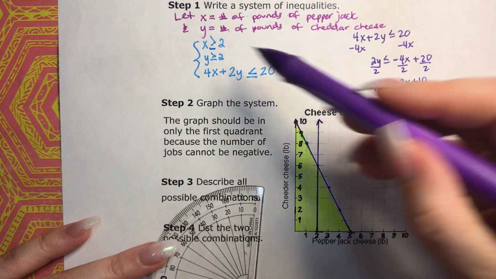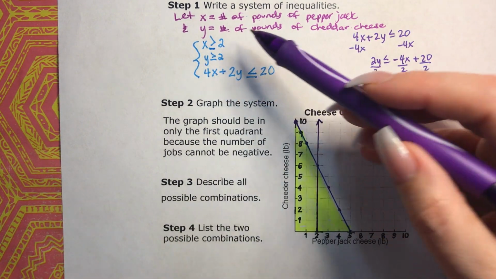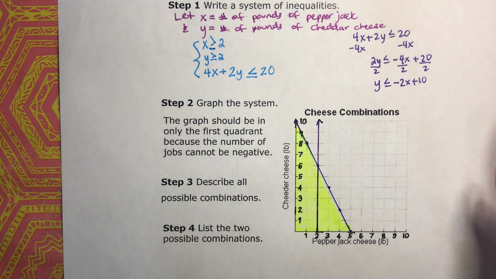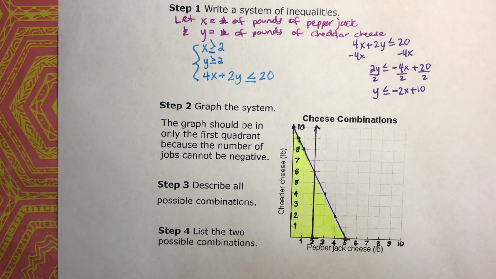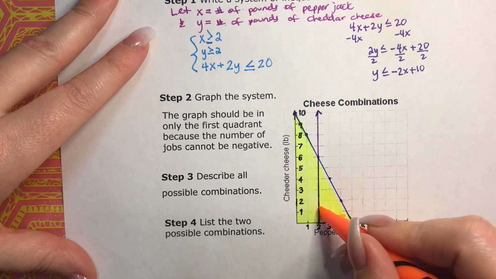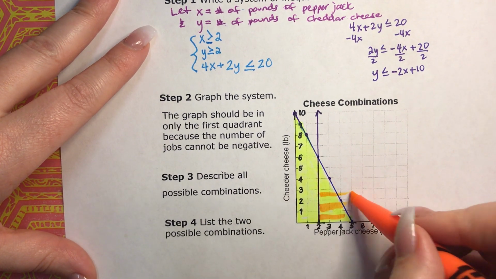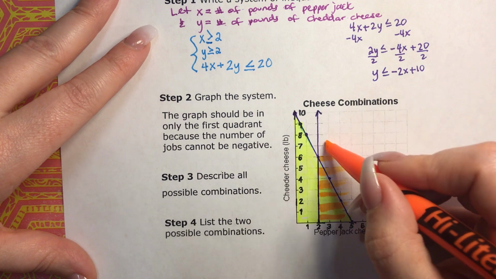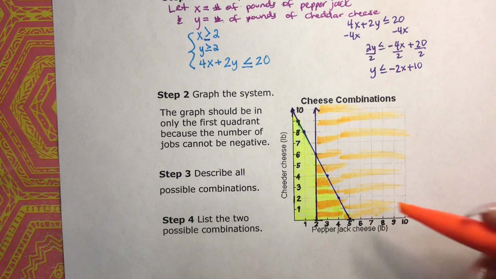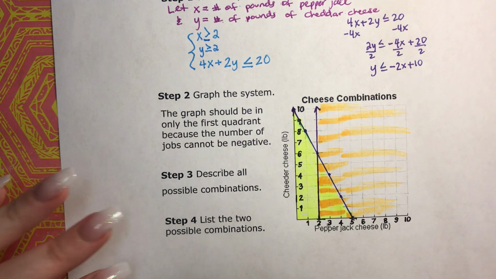And X is greater than or equal to 2, so that means it's going to be on the right side. So I'm going to have everything to this side shaded. Ooh, that was very dark. So everything here is shaded. I was actually trying to shade it light, and that didn't work out.